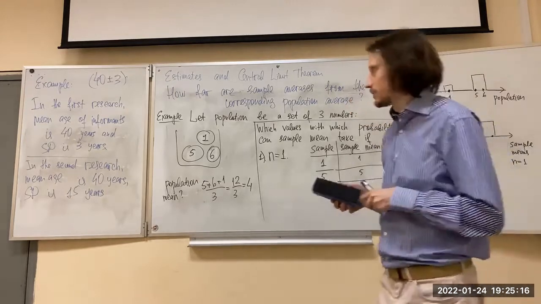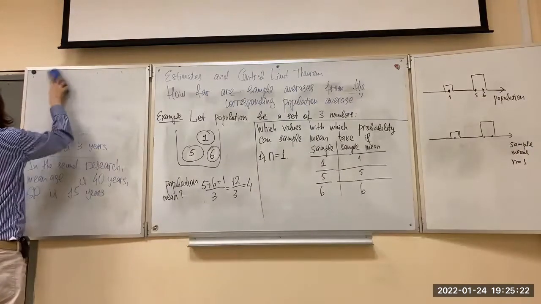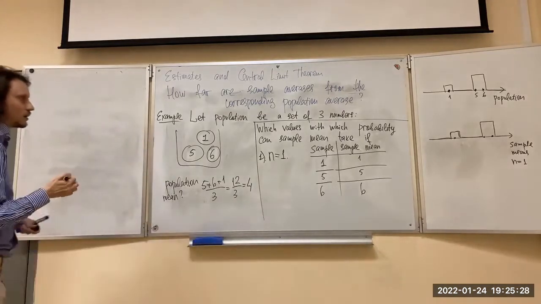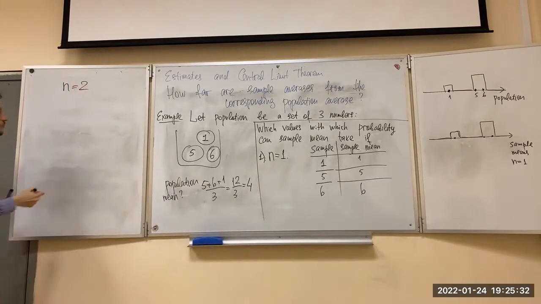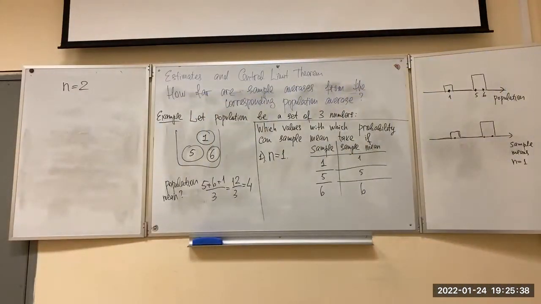A bit more complex problem. What happens if n equals 2? Okay. I want everybody to write down all possible samples and their corresponding sample means. I recall that we do sampling with replacement. It means that when you choose your random value, you return it to the box and then shuffle it again.